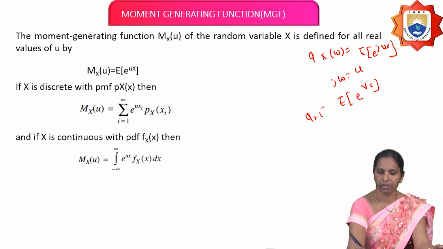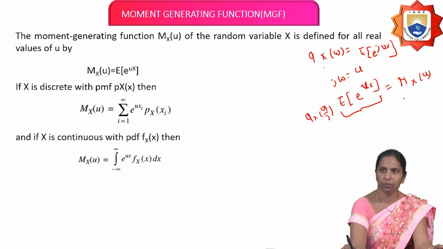So, what is omega equals u by j? This is called the moment generating function M_X(u). For example, you take u here. Therefore, the characteristic function is equal to the moment generating function when j omega equals u.